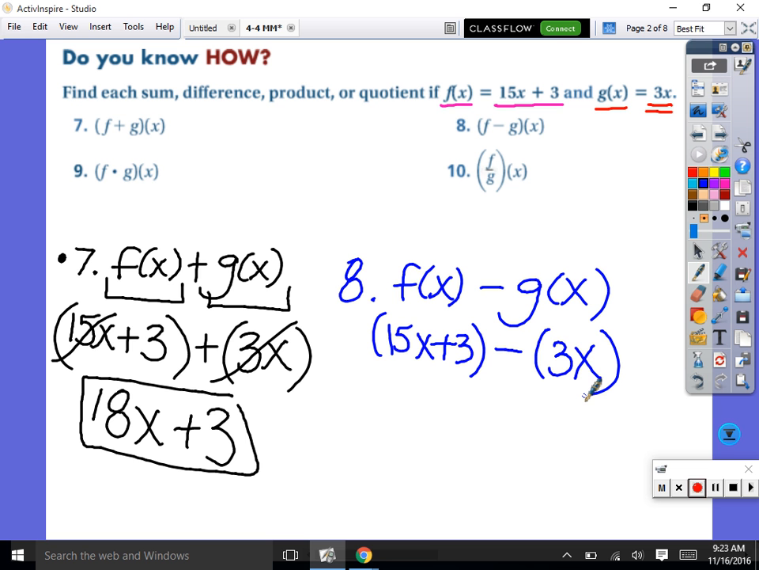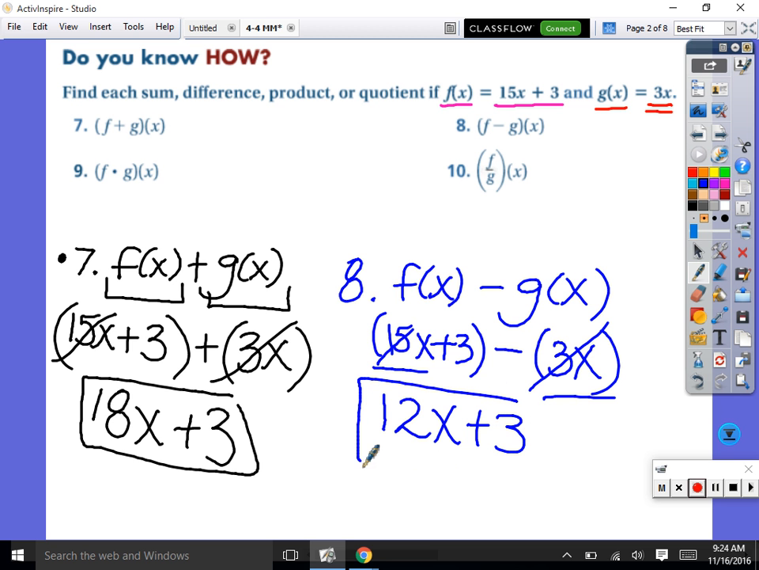So now subtraction is a red flag problem. We've just got to make sure to distribute if there's two terms. But do you see how this is only one term? Terms are separated by plus or minus signs, so this is only one term. So now let's combine like terms. 15x minus 3x is 12x's, correct? So we have positive 12x's, and then we have plus 3. So there's our answer. That's f of x minus g of x. Pretty easy, right?